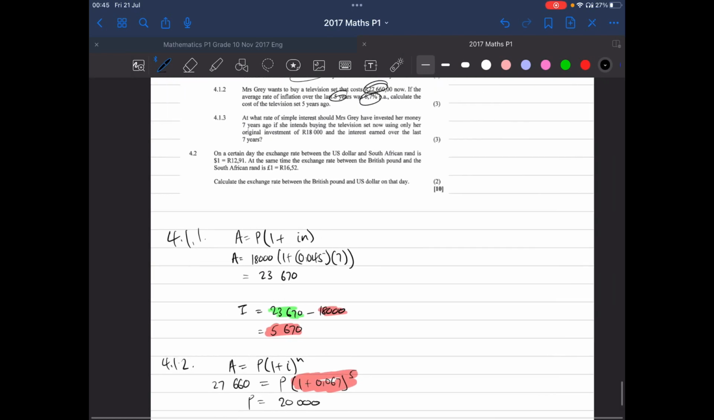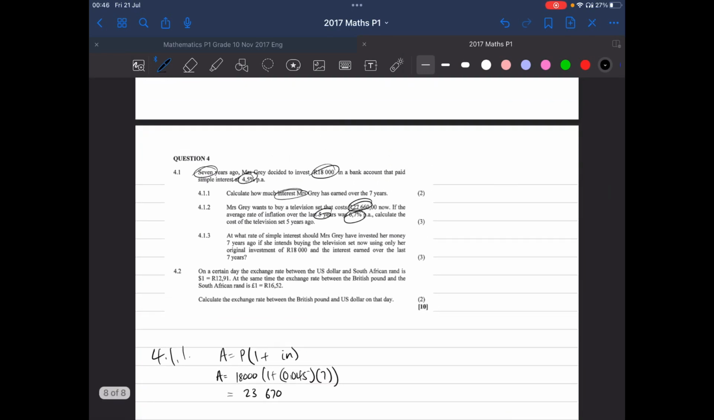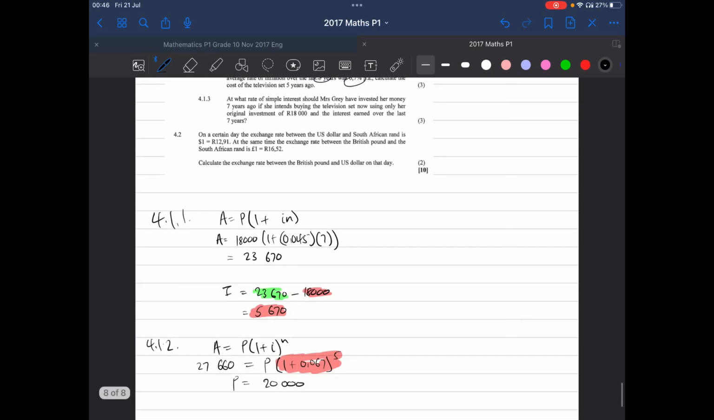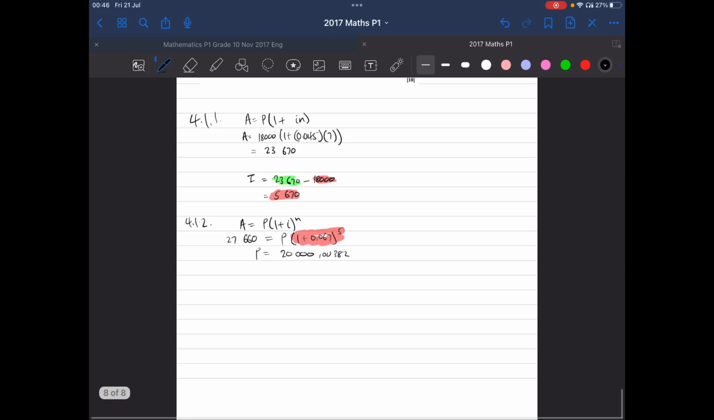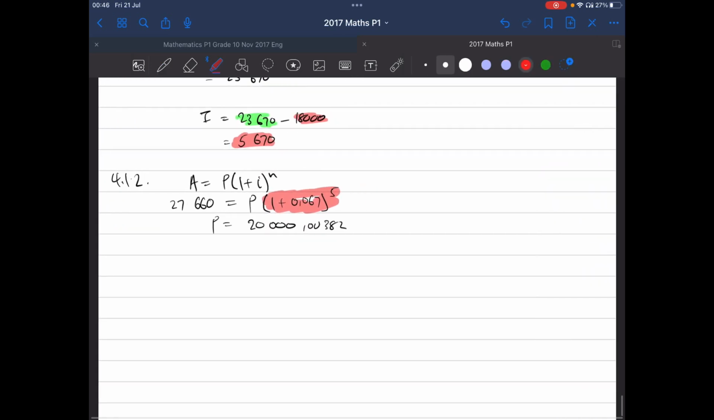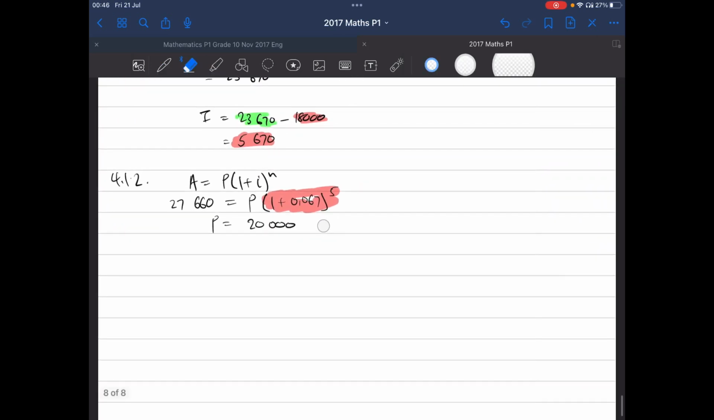20,000 rand. Okay, because I think it's 20,000.00382, but you can just put it as 20,000. Okay, so I'm just gonna leave this as 20,000 then, and that is the correct answer.